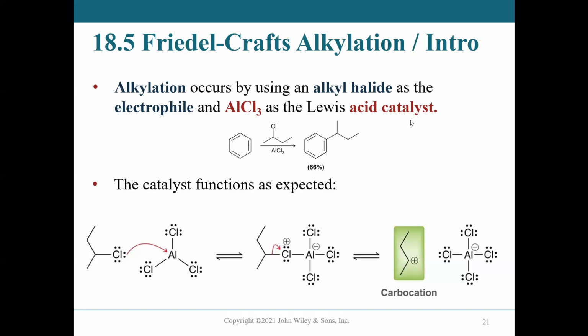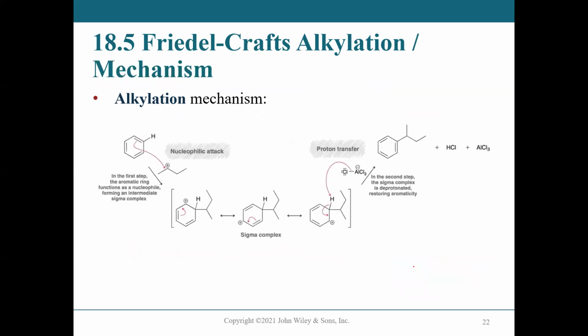So the catalyst functions as expected. Here we have this chlorine being transferred to the aluminum, and we form this carbocation here. So this would be, again, a good area for a nucleophilic attack. Let me show that right here. So then we alkylated our benzene group, right? We added this group to it.